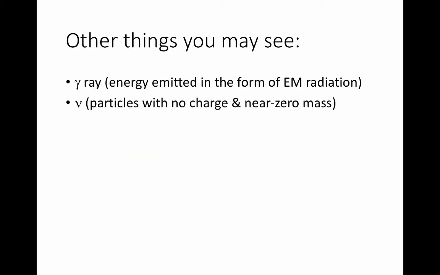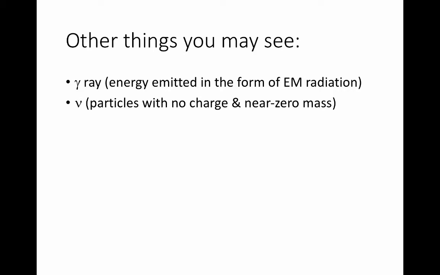Now, if you look in a book for the products of a nuclear reaction, you might see things like gamma rays. These are energy emitted in the form of EM radiation, and as a result, they don't affect the atomic number or the mass number, so I'm not going to include them here.